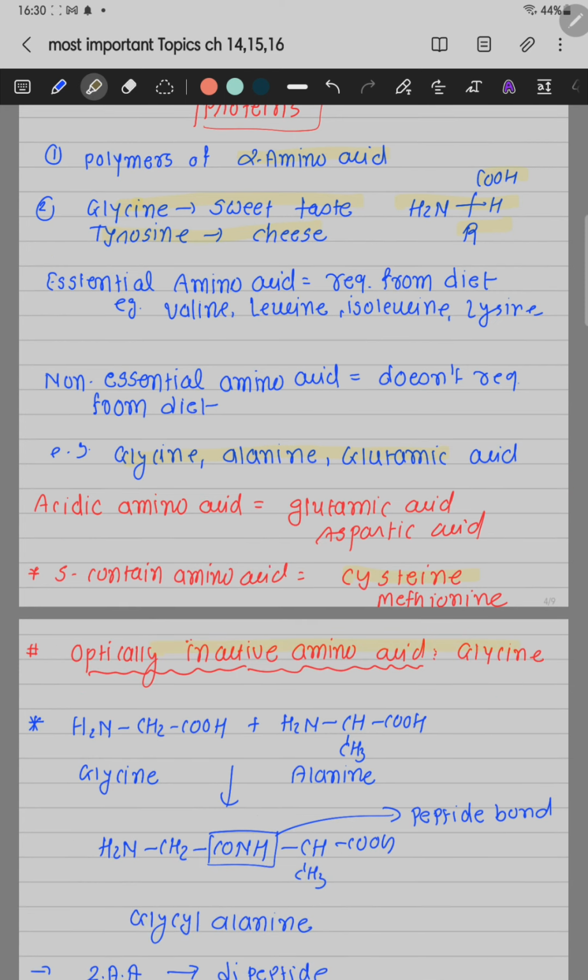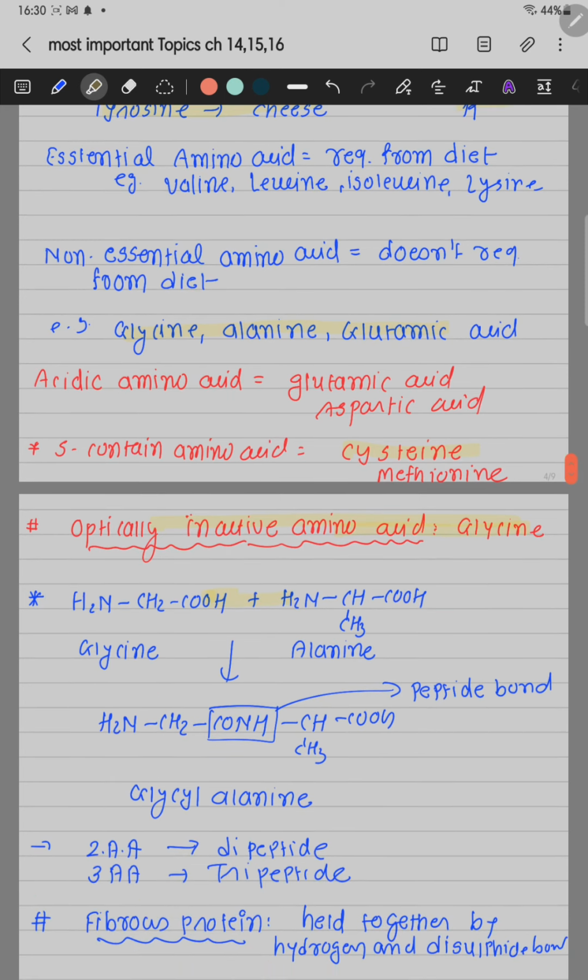The only optically inactive amino acid is glycine. When 2 amino acids, glycine and alanine, join together, the OH group from the carboxylic group of one and hydrogen from the amino group of the other amino acid are lost, forming a peptide bond.